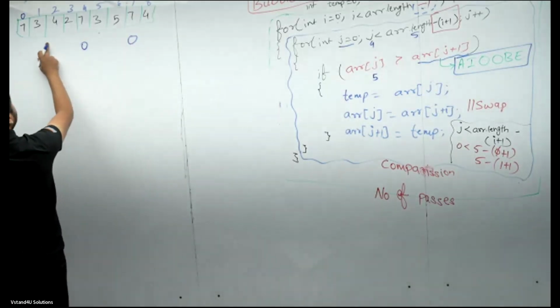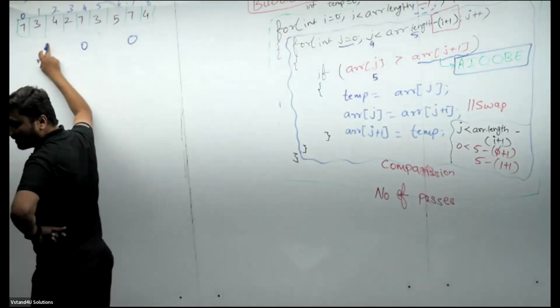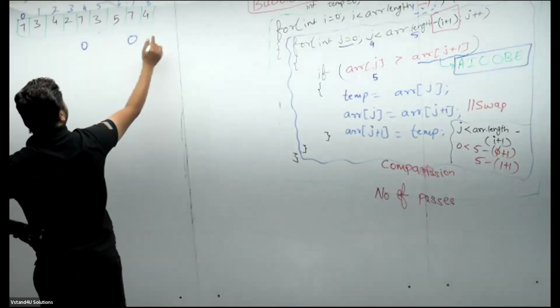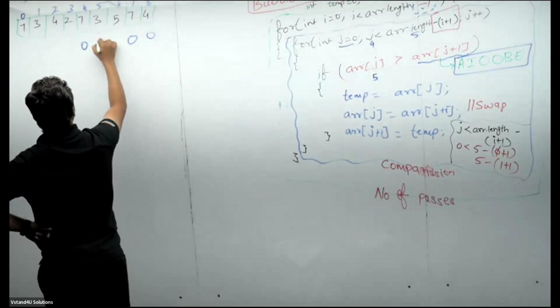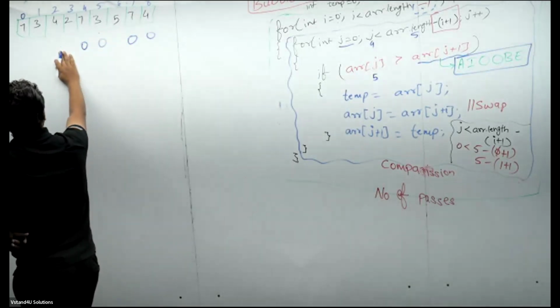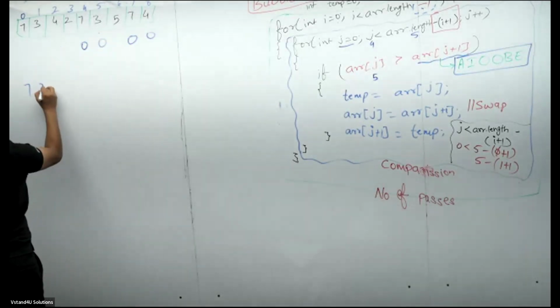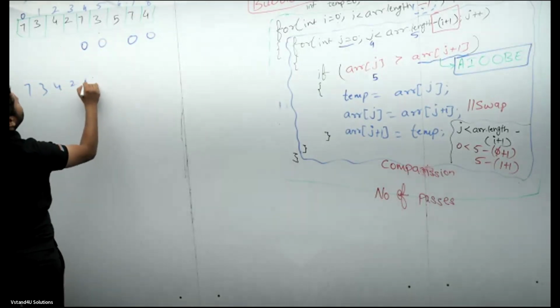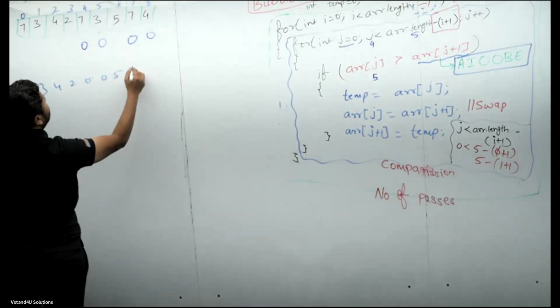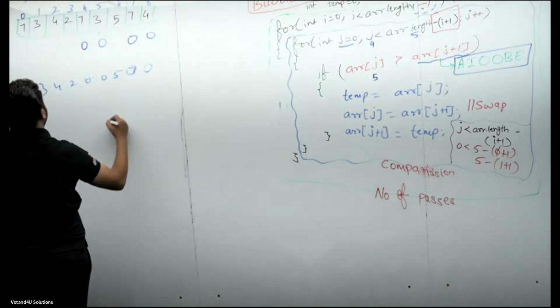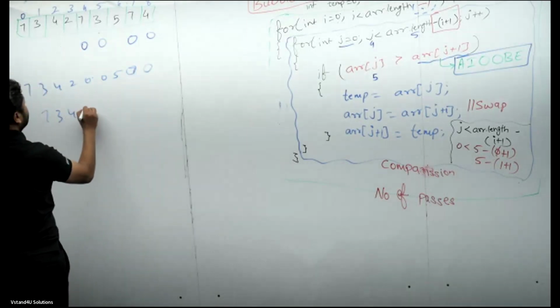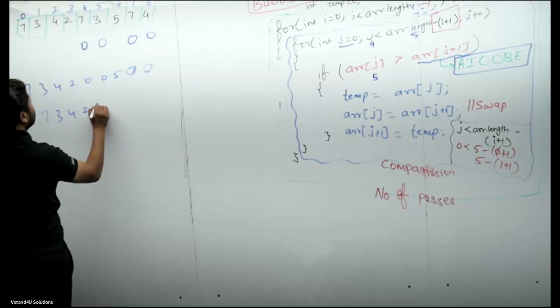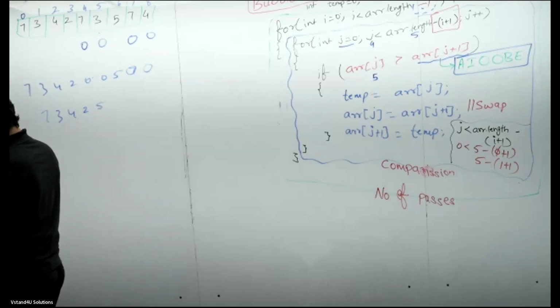Then all the duplicate elements will become 0. Agree? This becomes 0. This becomes 0. That's all. Then numbers are 7, 3, 4, 2, 0, 0, 5, 7. 7 is also not 0, 0. 7, 3, 4, 2, 5. Am I right?